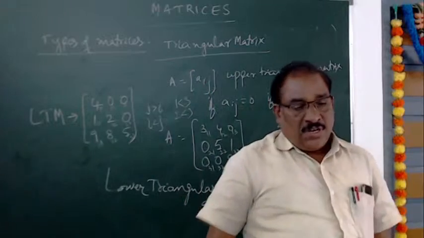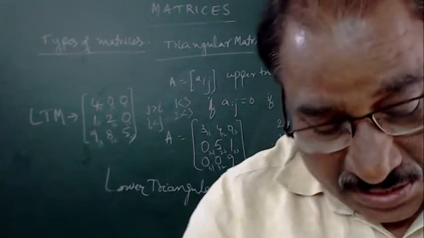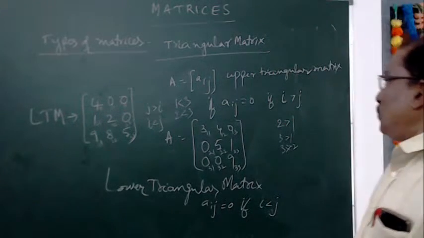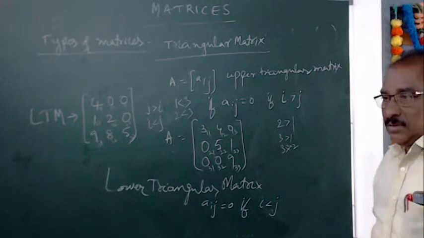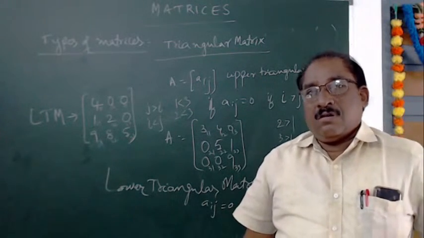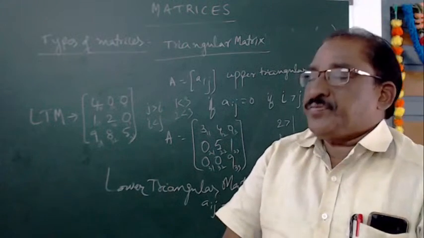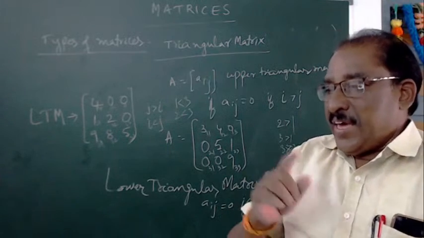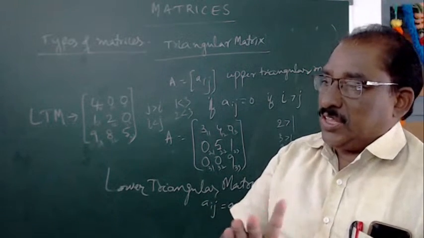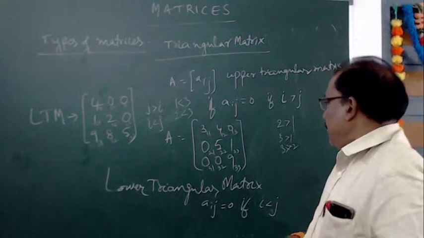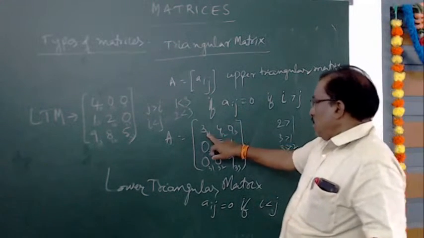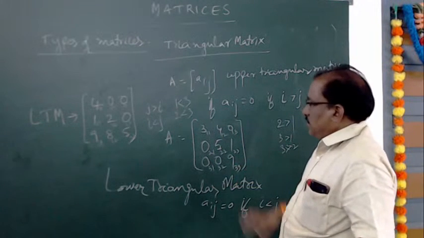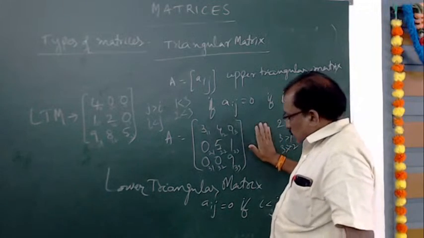So there are two types of triangular matrices. One is the upper triangular matrix. In a matrix A, small aij is equal to 0 if I greater than J. This is called the upper triangular matrix. An example of an upper triangular matrix is 3, 4, 0, 0, 5, 1, and 0, 0, 9.